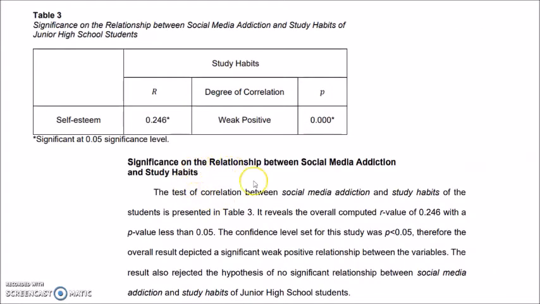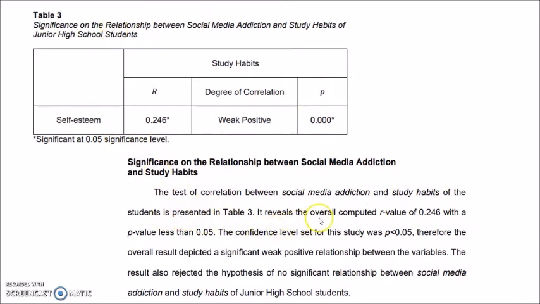So, how do we present that in chapter 3 or dun sa results natin? First, we have the table 3. The table 3 should appear at the top of the page. So, lahat ng tables dapat nasa top ng page yan. Here is the title of the part in chapter 3. This is on your research objective number 3. Significance on the relationship between social media addiction and study habits. The test of correlation between social media addiction and study habits of the students is presented in table 3.